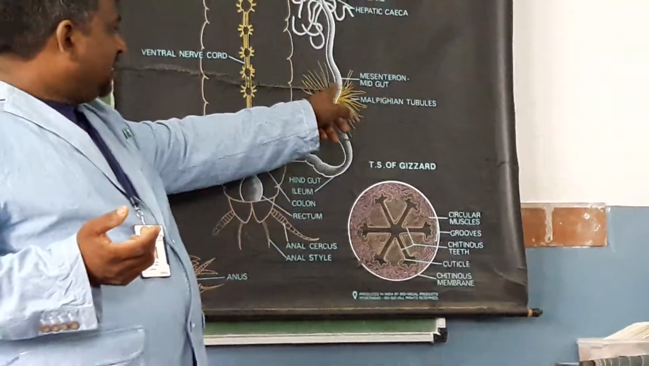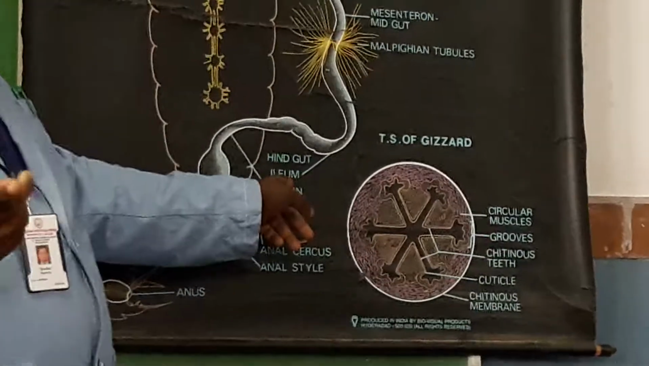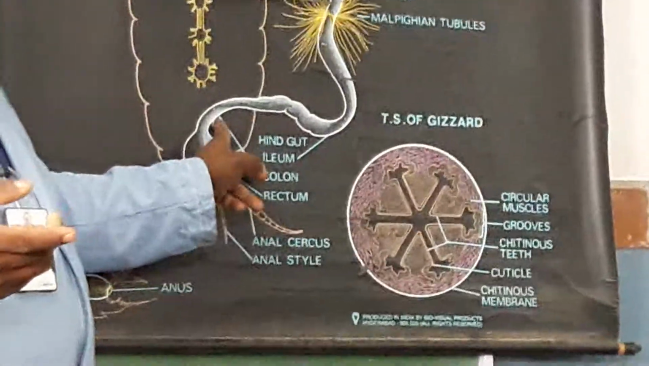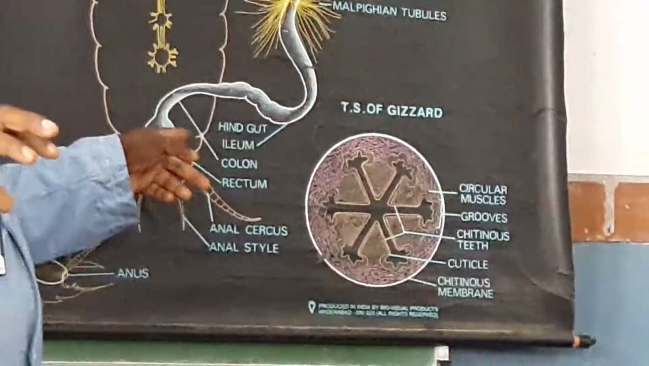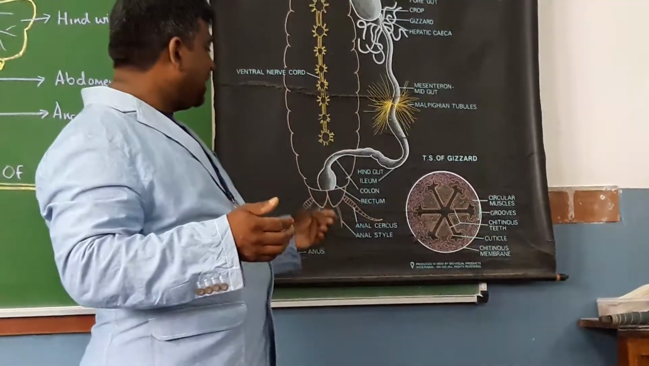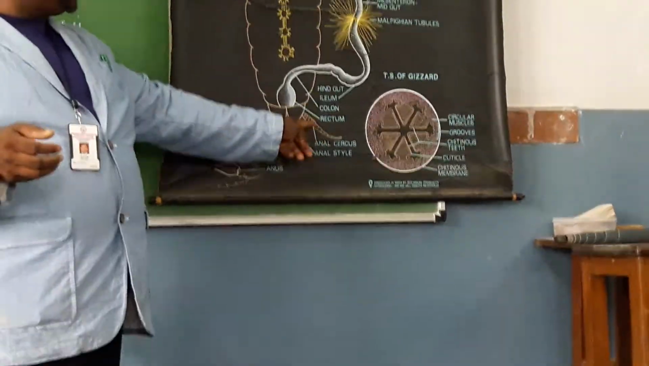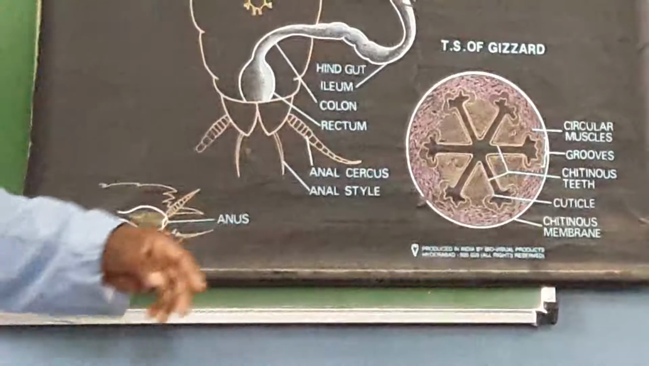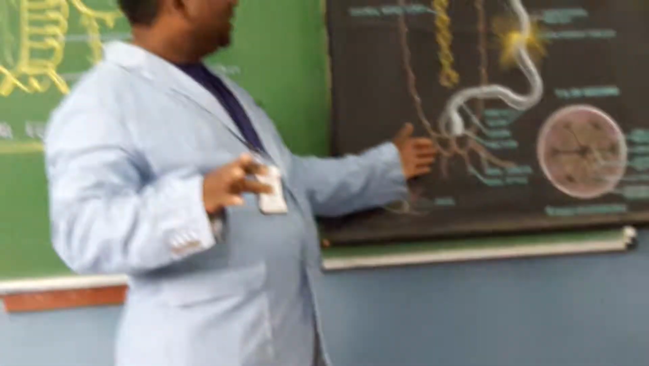And this midgut continues as the hindgut. In the hindgut you can differentiate between the ileum, colon, and finally the rectum, the reservoir where undigested food is stored for a short duration. Even in human beings the rectum is there, and finally it opens through the anus. Here you can find both anal cerci and anal styles. The male cockroach has anal styles. Anal styles are absent in the female cockroach; they have only anal cerci. So that you have to remember.